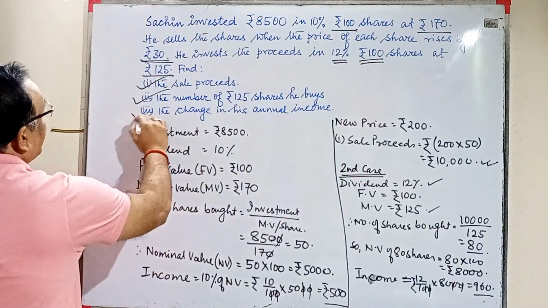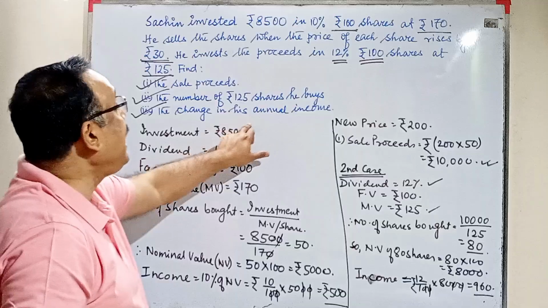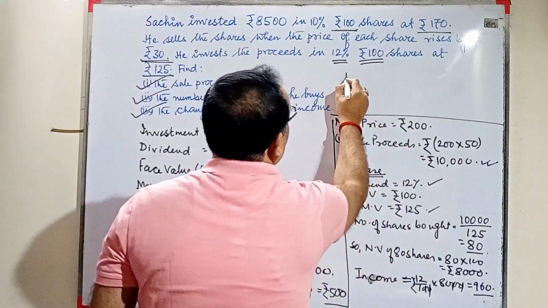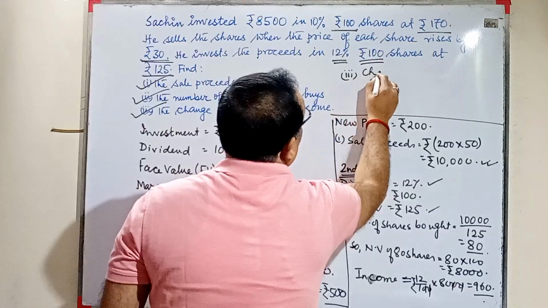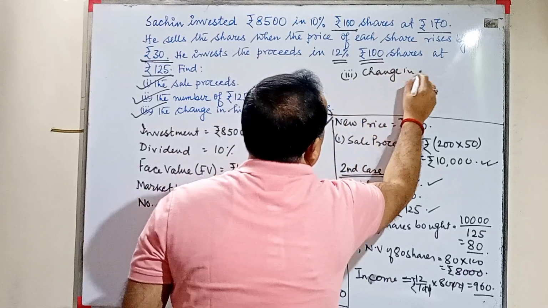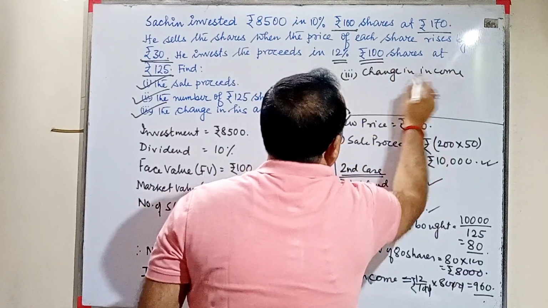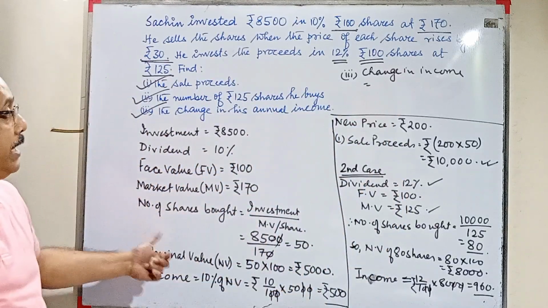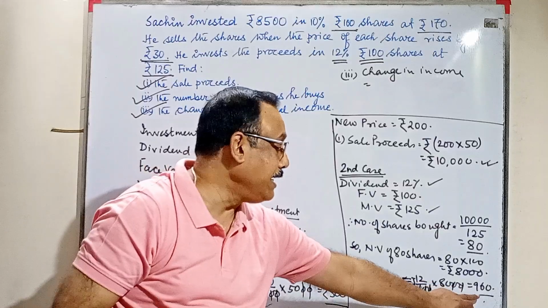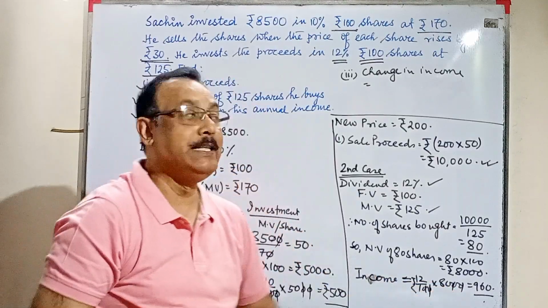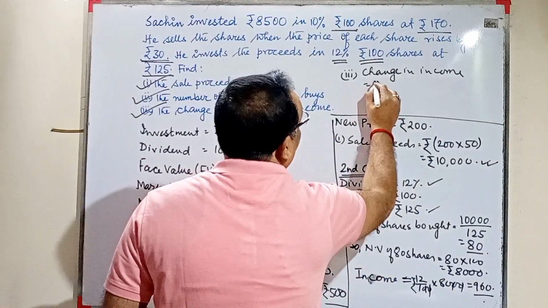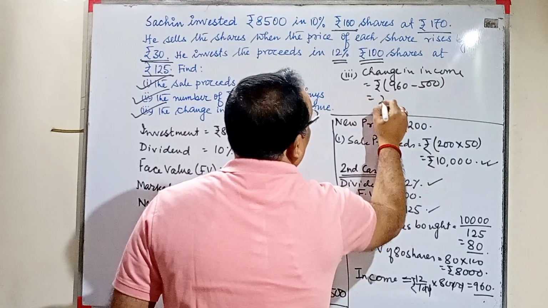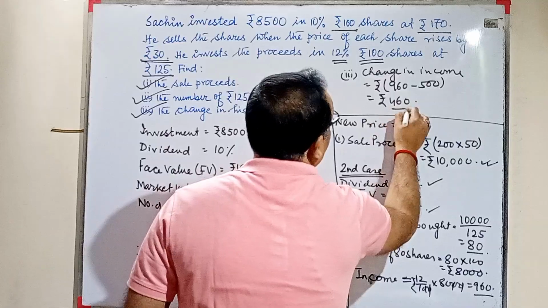So the third part of the question they have asked, find the change in his annual income. So I am doing the third part here. Change in income. What is the change in income? Change in income means initially his income was 500 from this type of share, and from this particular share his income has become 960. So change in income will be rupees 960 minus 500, that is rupees 460.